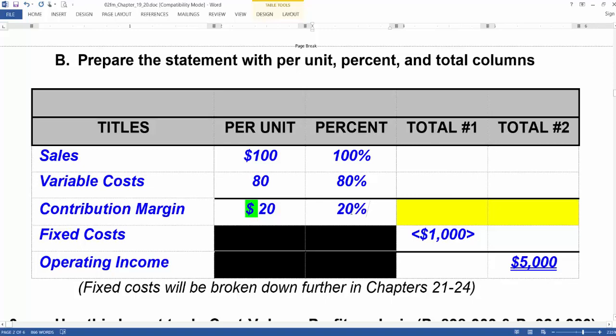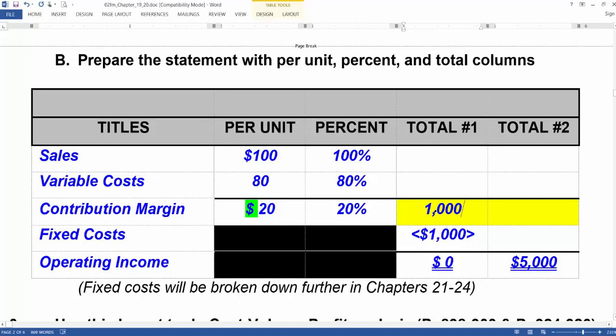So now I have just about everything I need in order to generate some answers in the total 1 and total 2 columns. First thing I can do in total 1 is recall that operating income when I'm breaking even is 0. So my net income in this case will be 0. Sales minus variable costs equals contribution margin, and then I subtract fixed costs to get the operating income. Working my way back up, I'm going to have to add in order to get the missing numbers. So something minus 1,000 equals 0. That something must be 0 plus 1,000, or $1,000.